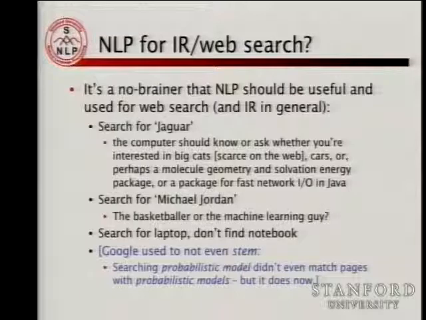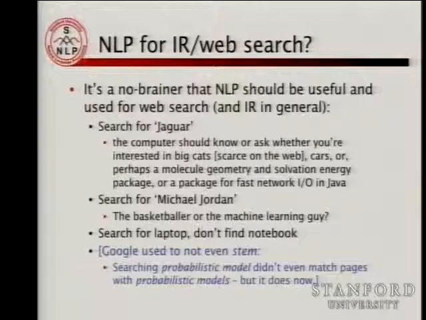So there's the big cat's meaning, there's the version of Apple Mac OS, there are Jaguar cars, and there are all sorts of miscellaneous other littler ones as well, right? So there's a molecule geometry and solvation energy package that's called Java. Who would have known? And you get those same kind of word sense disambiguation problems with people, and this happens more and more as greater numbers of people have blogs, homepages, etc. So one name like Michael Jordan will refer to lots of people.